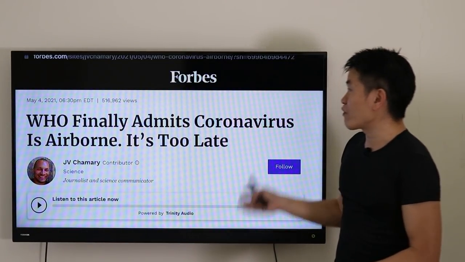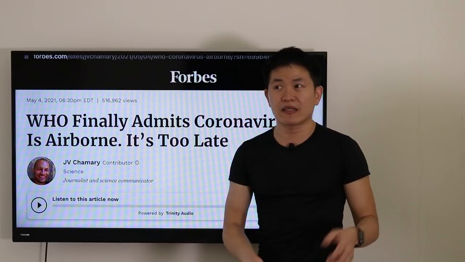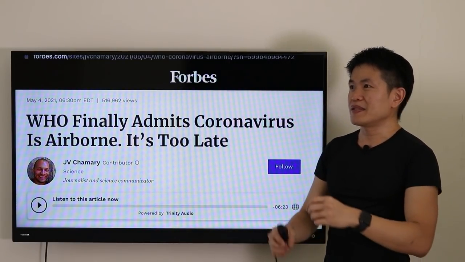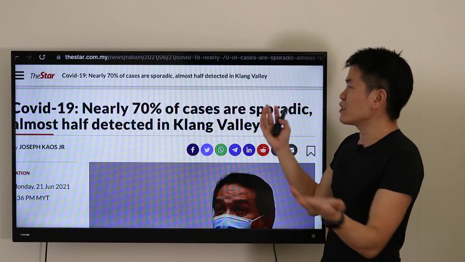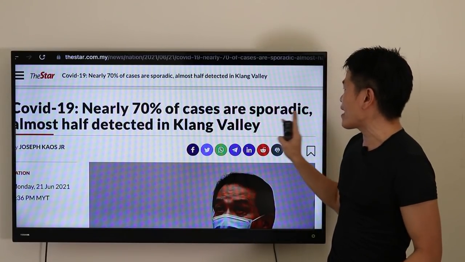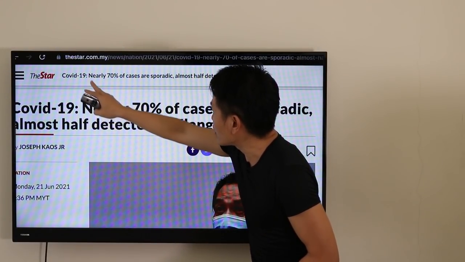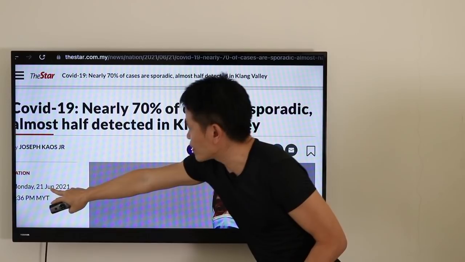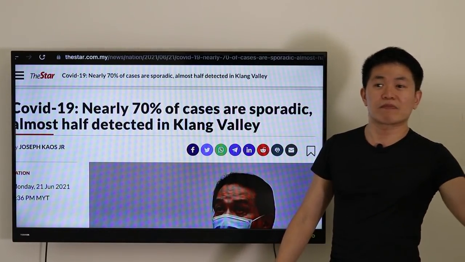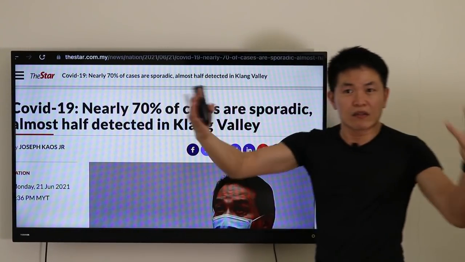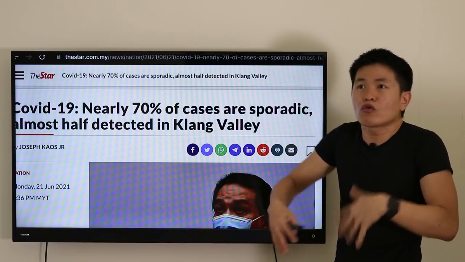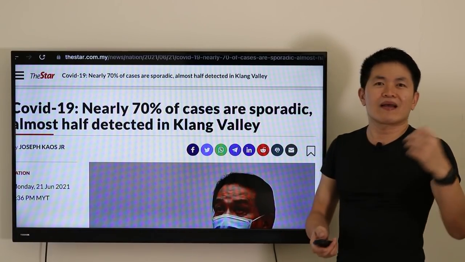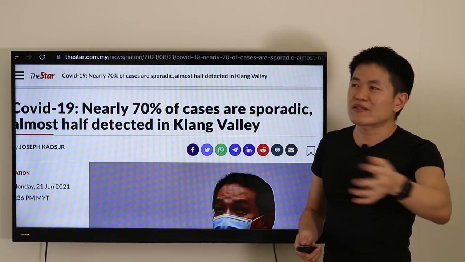WHO finally admits coronavirus is airborne. Airborne means it can spread easily. It means it's just like everywhere. And look at Malaysia, nearly 70% of the cases are sporadic. Almost half. This is when? This is, I think, 21st June, last month. Because there are so many sporadic cases, they don't know how they got infected. Now you just imagine the virus is just everywhere.